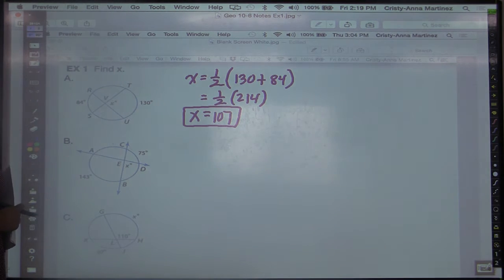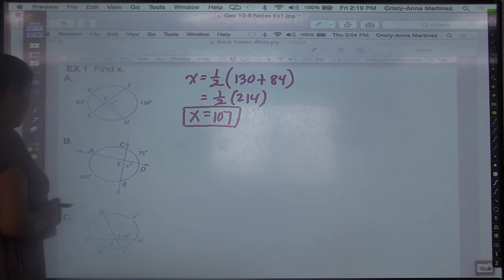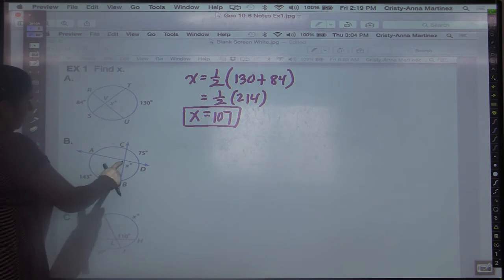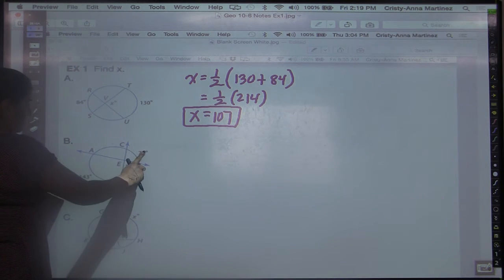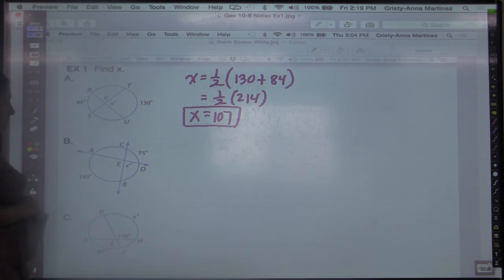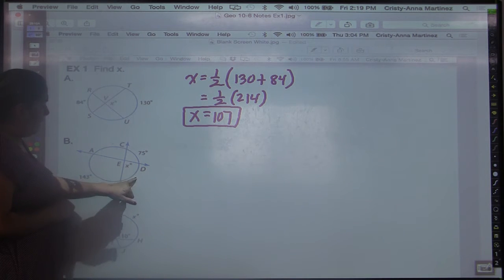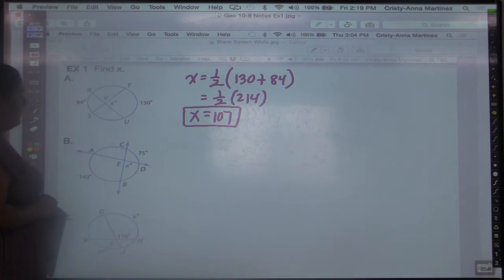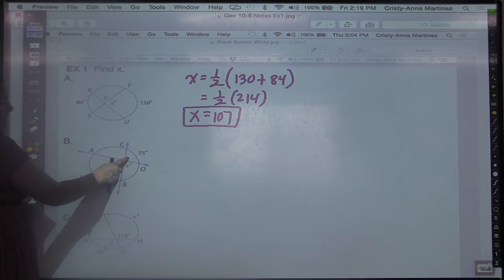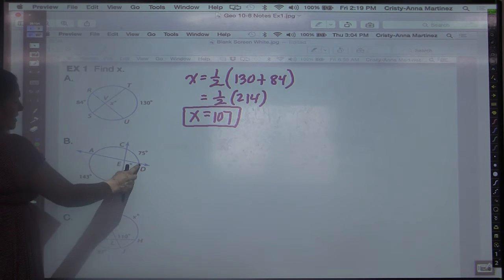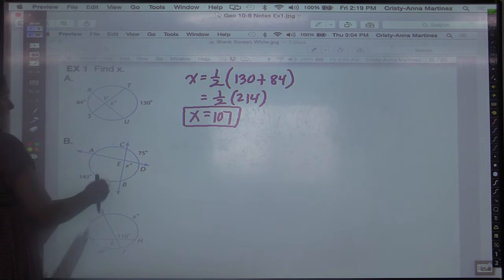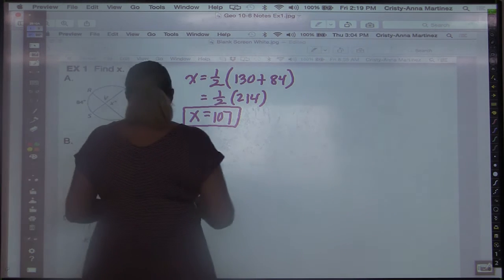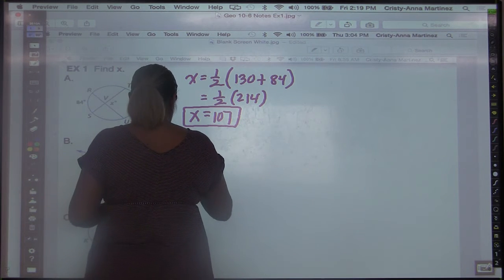Now in part B, we have to work a little bit backwards, because we know that this angle here will equal half the sum of 143 and 75, but the variable x is actually here, and we're not given what these arcs are. But we know that this is a line, so whatever this angle is, we'll call it angle CED. That angle plus x should equal 180. So for part B, it's going to be a two-step process.